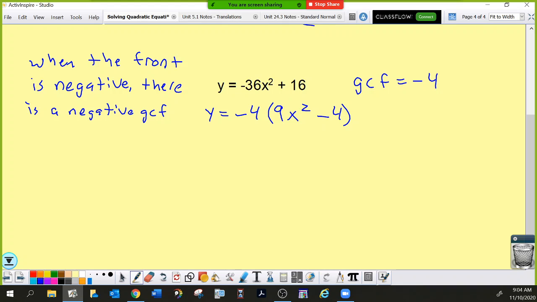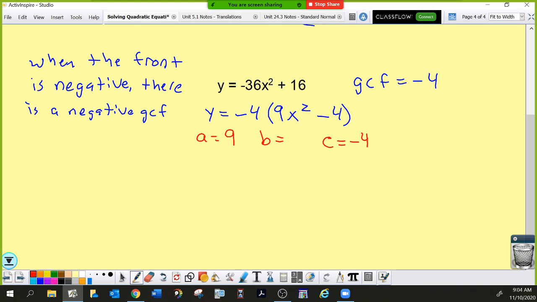Remember what I told you. A is always in front of x squared. B is always in front of x. C will never have an x. A is in front of x squared, B is in front of x, and C does not have an x. B is in front of x. Is there just a single x in there? Do you see an x with no exponent in there?